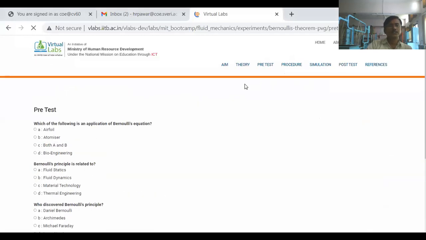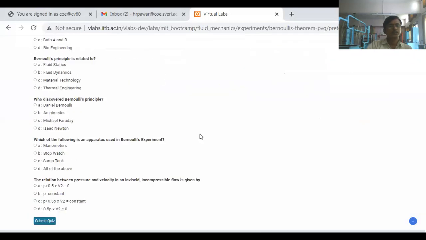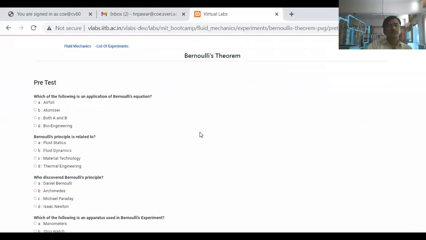Let us solve this pre-test here. I think there are 5 questions. Question number 1: which of the following is an application of Bernoulli's equation? Airfoil, atomizer, both A and B, and the last one, bioengineering. Option C, both A and B.